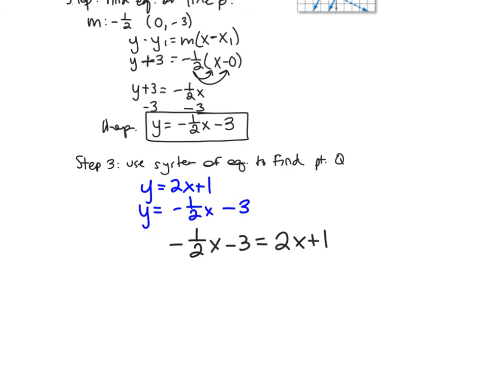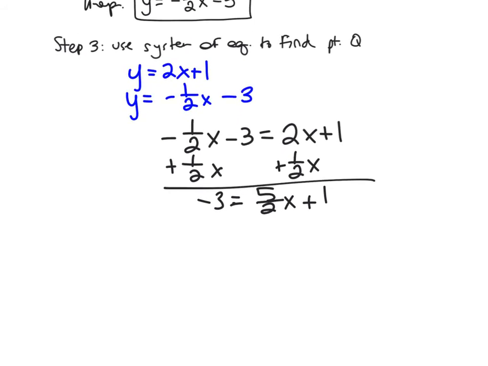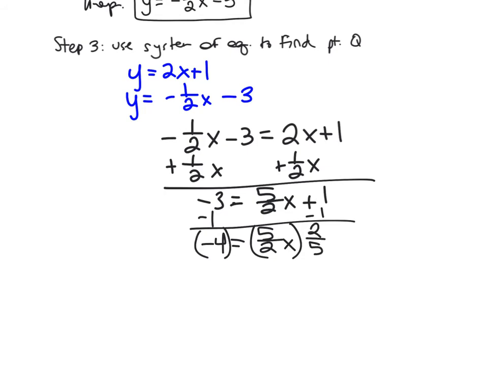We're going to get our x's on the same side. So negative 3 equals 5/2 x plus 1. When we subtract that 1, we get negative 4 equals 5/2 x. Okay, and then to get x by itself, we multiply by 2/5, or that reciprocal, giving us x equals negative 8/5.